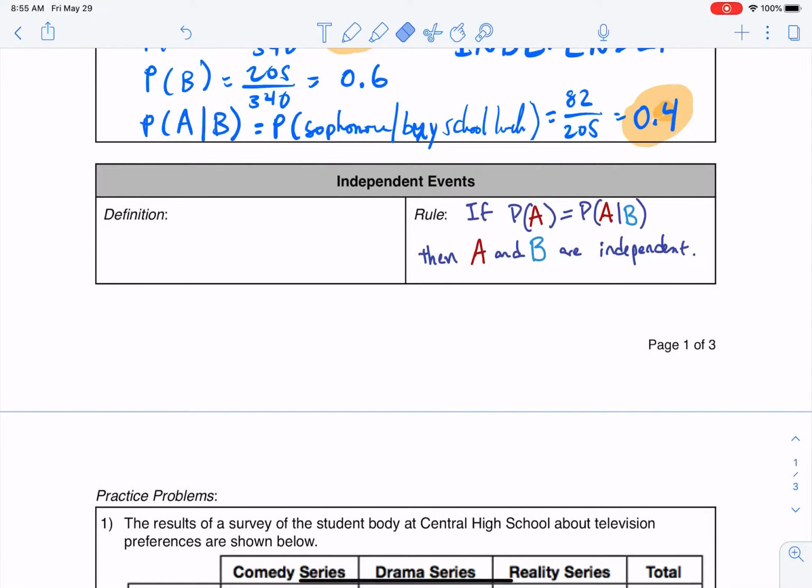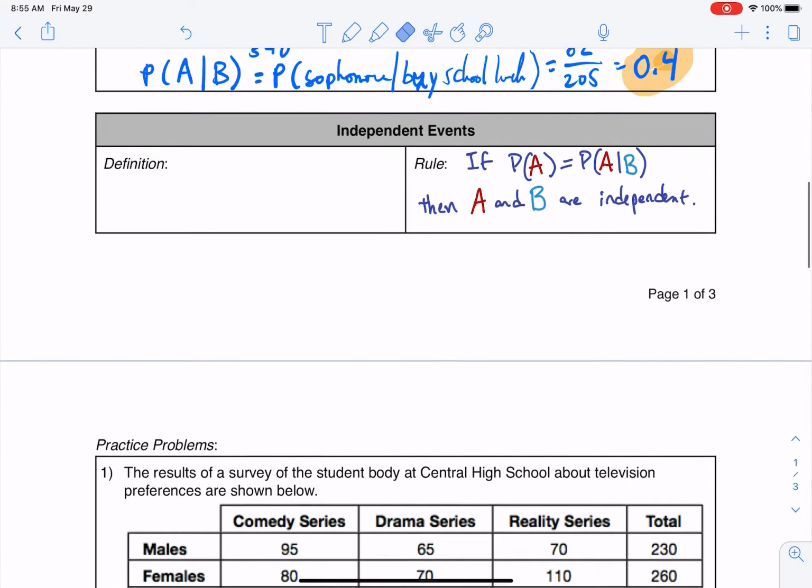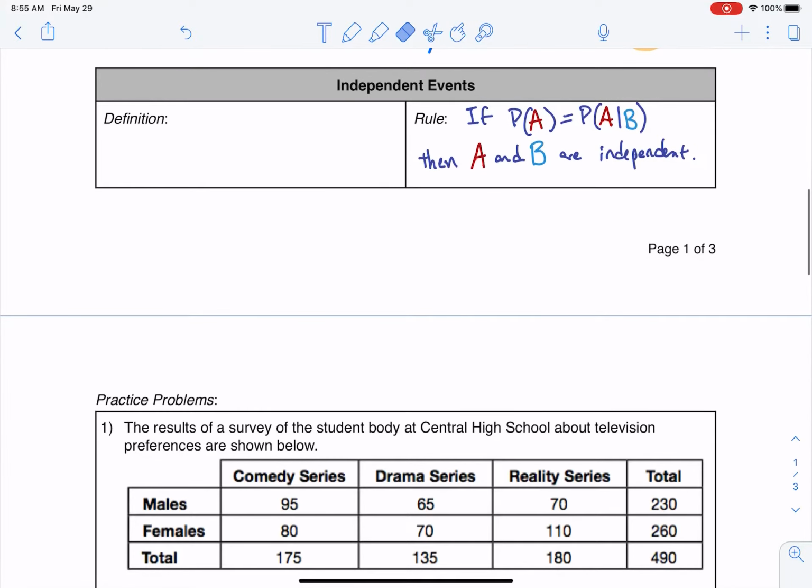Hi class, this is Neil, and this is the second video in lesson 4. We'll look at the definition of independent events, and then we'll look at one of the practice problems.